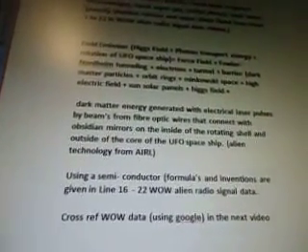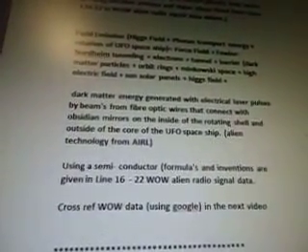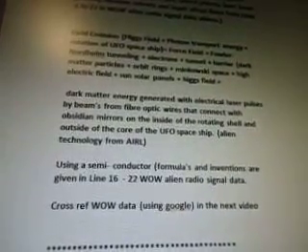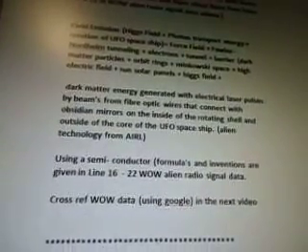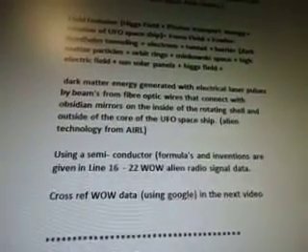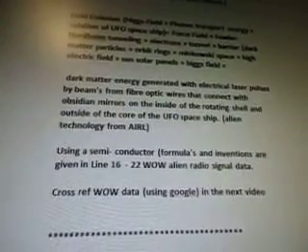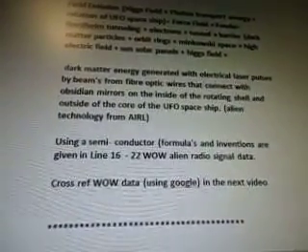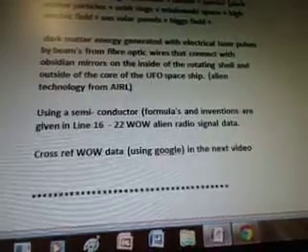Add dark matter energy generated with electrical laser pulses by beams from fiber optic wires that connect with obsidian mirrors on the inside of the rotating shell and outside of the core of the UFO spaceship. The alien technology is from Arrow. Using a semiconductor, formulas and inventions are given in line 16 to 22 WOW alien radio signal data.